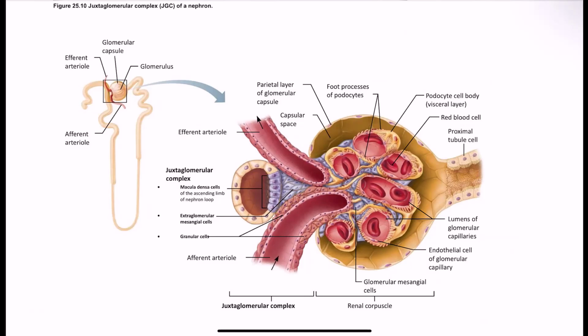Because it's really like the last portion of the ascending limb of the nephron loop slash the first part of the DCT kind of loops back, that leads to some structural modifications. The area where these two structures meet is called the juxtaglomerular complex. Juxta means close to. Glomerular refers to those capillaries inside. All those capillaries are called glomerulus, and then complex is the combination of all the things.